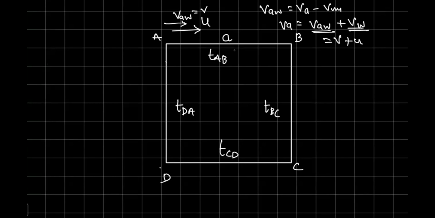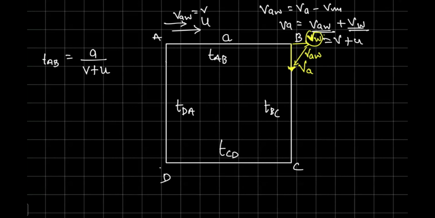So if you have to find that time tAB, what is it? Distance upon the velocity, that is v plus u. Now we will come from B to C. Our net velocity must be in this direction, which means this should be the velocity of the aircraft. We already know this is our velocity of wind. So our velocity of aircraft with respect to wind must be in this direction. Then only you get this resultant.